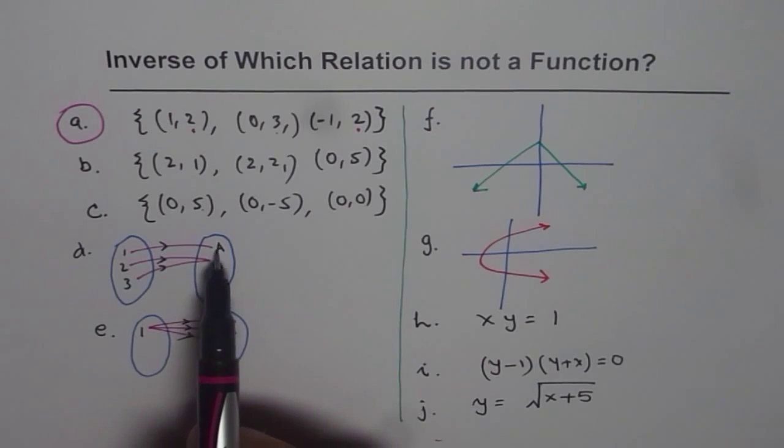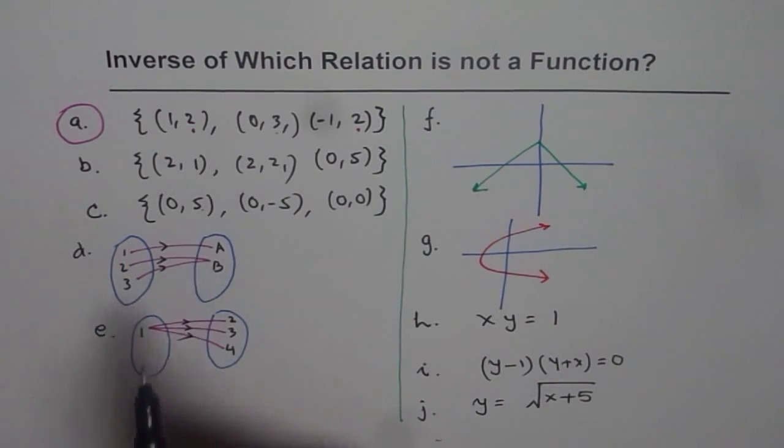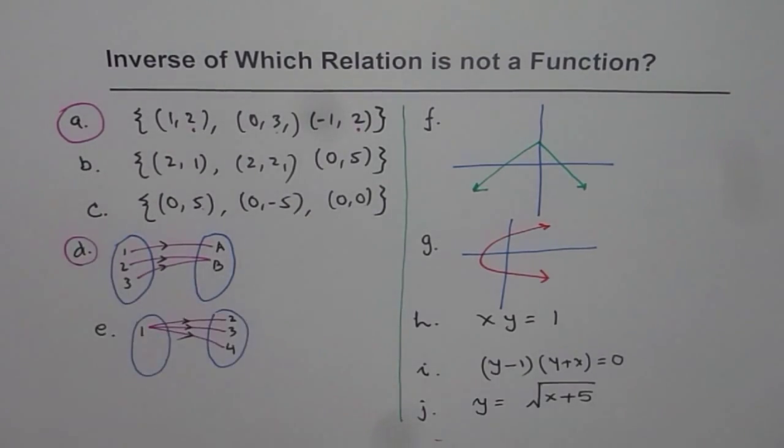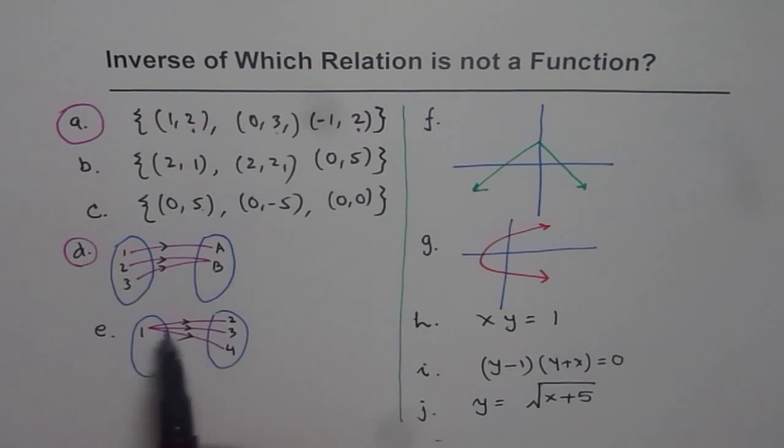Inverse will be from a to 1 and from b to 2 or 3. Oh, that's not a function. So we'll circle it. Now in this case, inverse will be from 2 to 1, 3 to 1. So that is a function.